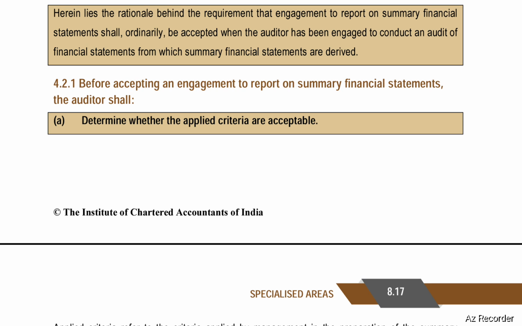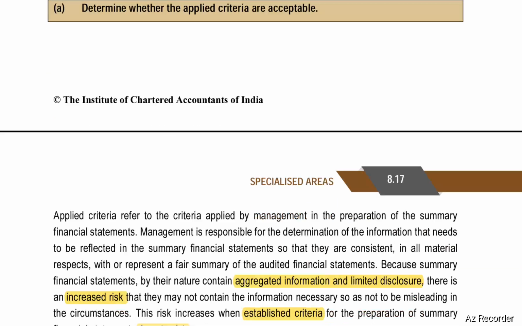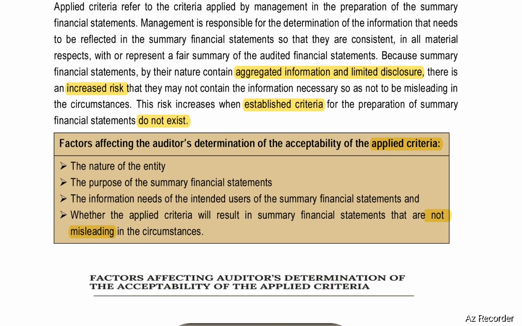Before accepting an engagement to report on summary financial statements, the auditor shall determine whether the applied criteria are acceptable. Applied criteria refers to criteria applied by the management in the preparation of the summary financial statements. Management is responsible for the determination of the information that needs to be reflected in the summary financial statements so that they are consistent in all material respects with, or represent a fair summary of, the audited financial statements.